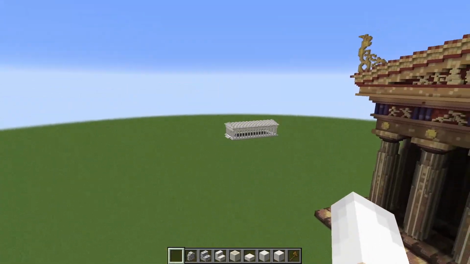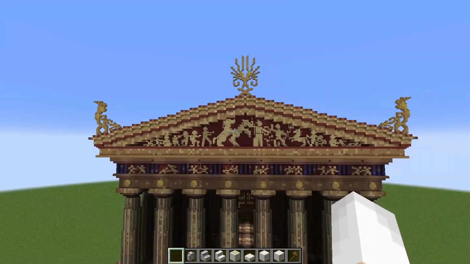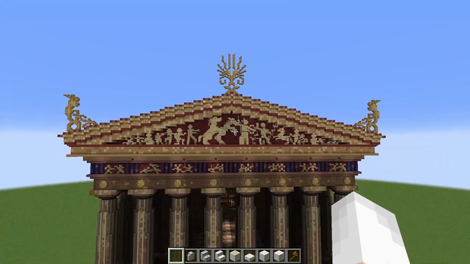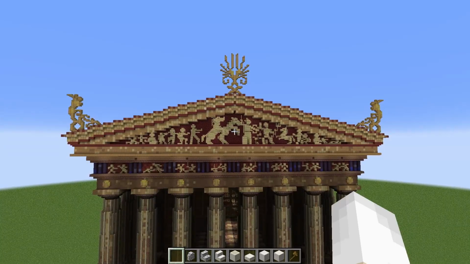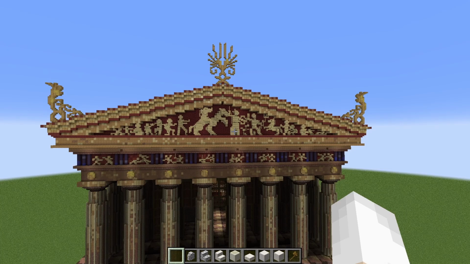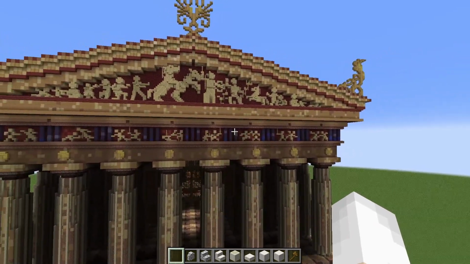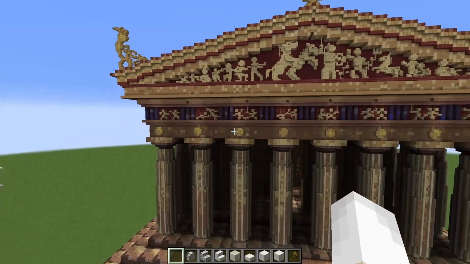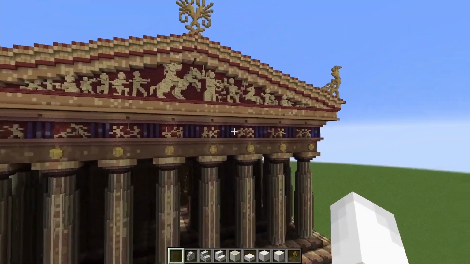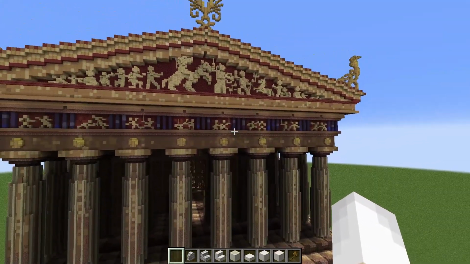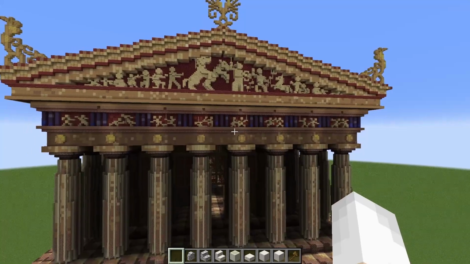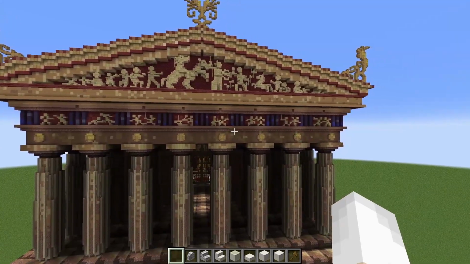Of course, if you're working with something smaller, I've seen some people do some really clever things with armor stands. I am not good enough with armor stands to even come close to doing that, but that is an option. The next location for carvings is the frieze. Now, the frieze is the decorative part of the entablature, and it tends to look a little bit different depending on what classical order of architecture you're using.